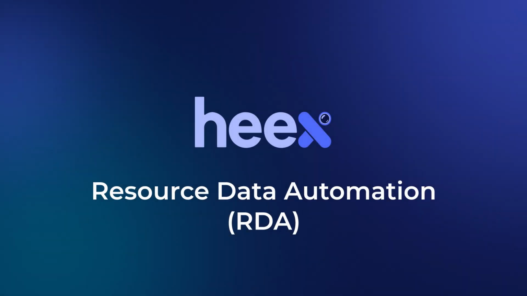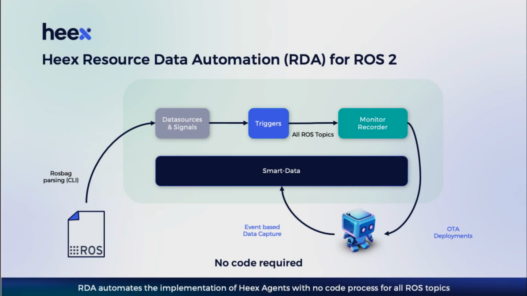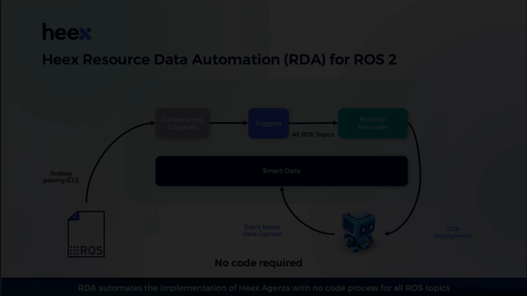In this video, we will showcase Resource Data Automation, or RDA for short. This feature automates data handling with ROS2 to easily set up condition-based monitoring in a no-code fashion. RDA enables Heex to extract all ROS topics from a ROS bag, whether they're standard or custom. All the signals get automatically declared in Heex. We can monitor them. Triggers can be set up to generate events and recordings on the desired signals.